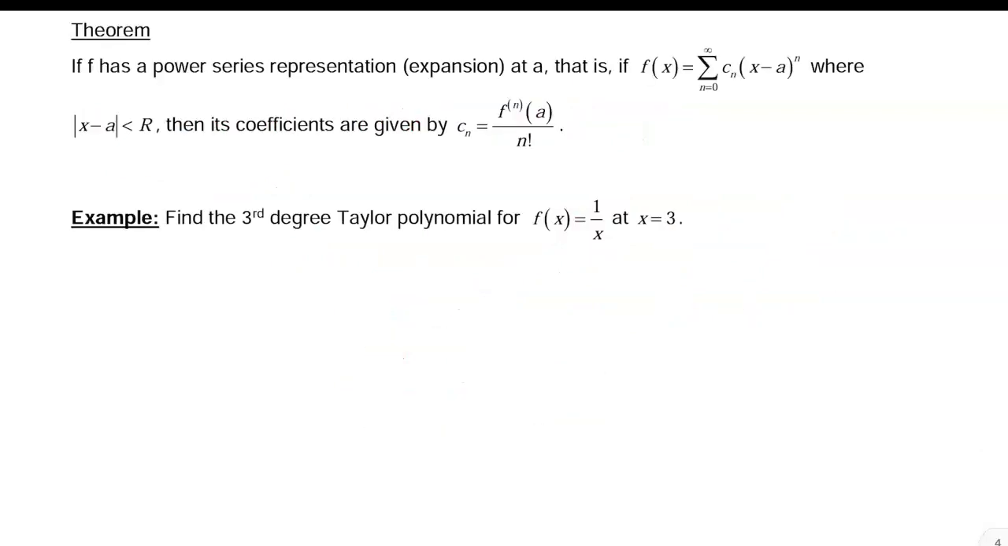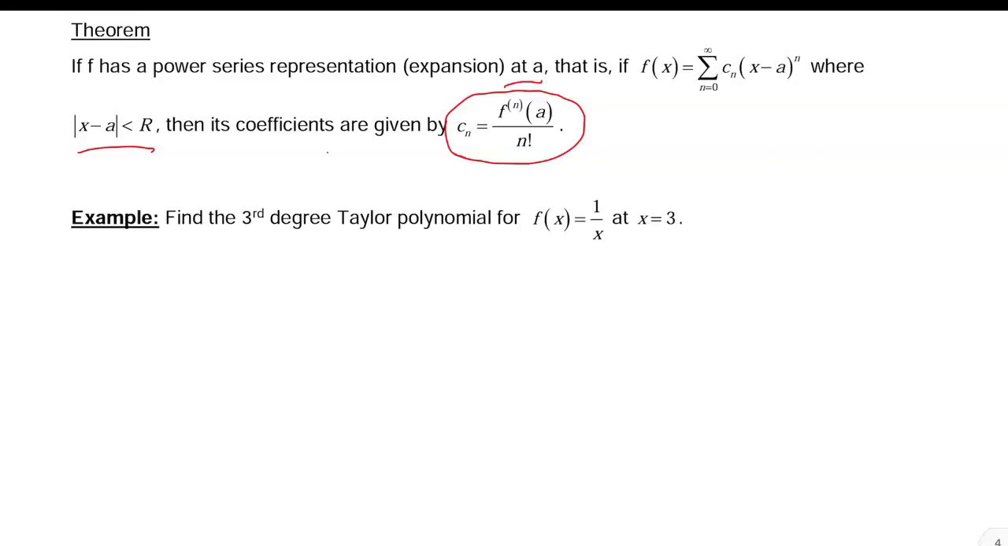And finally, the news you've been waiting for. This theorem says if f has a power series representation at A, so that means it's centered at A, and you have an interval of convergence, then its coefficients are given by this formula. So this formula can take the place of setting up that table.